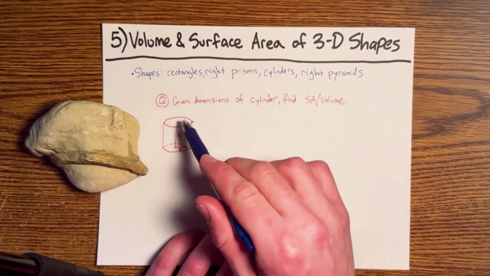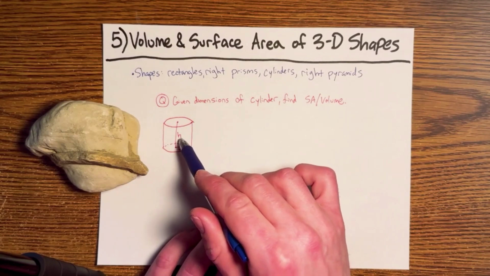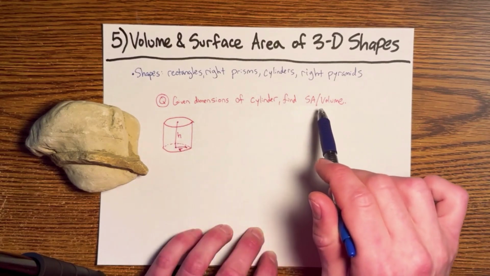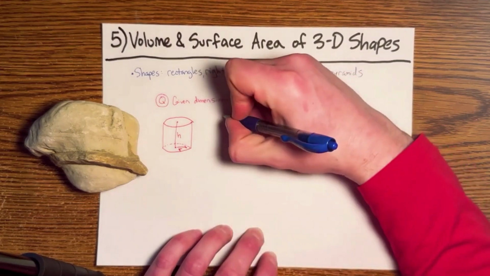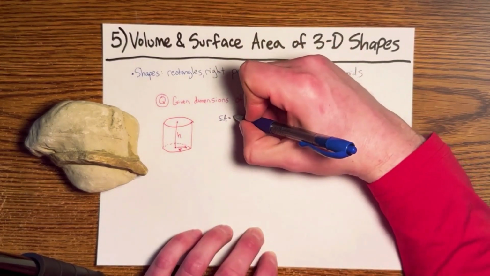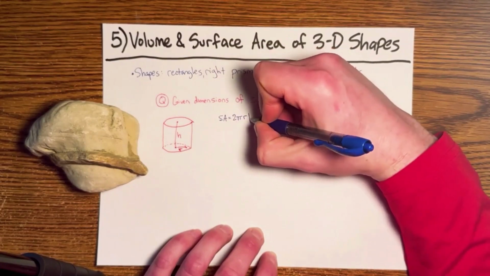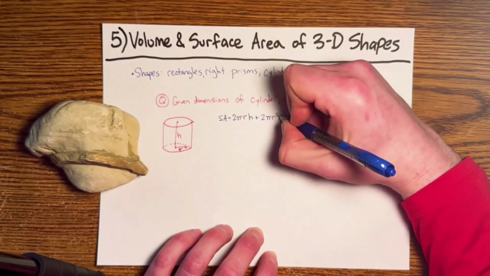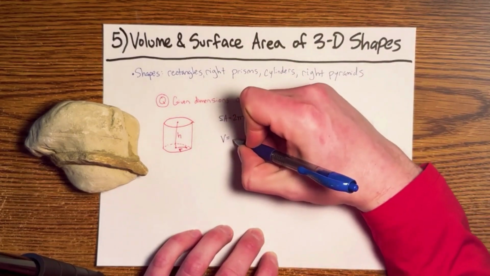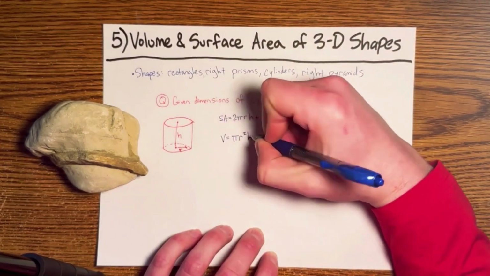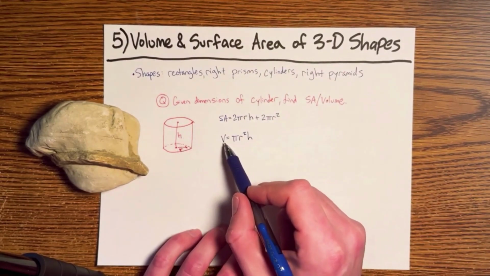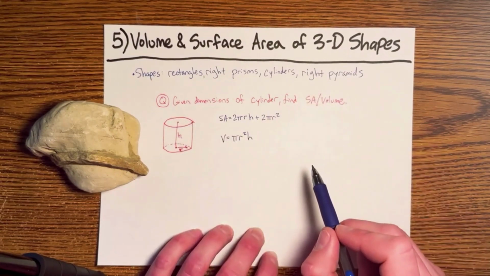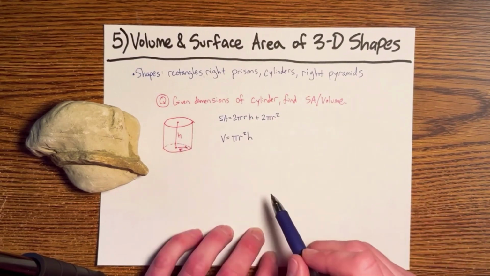So for instance, if you're given a cylinder and they tell you what the height and radius is, they may ask you to find the surface area or volume. And the surface area for a cylinder is going to be 2 pi r h plus 2 pi r squared. The volume for a cylinder is going to be pi r squared h. And again, you'll be given the radius and the height dimensions, and you can simply plug in and calculate the surface area or volume for any of these shapes. Just try to be familiar with how to apply those formulas to the given shapes.